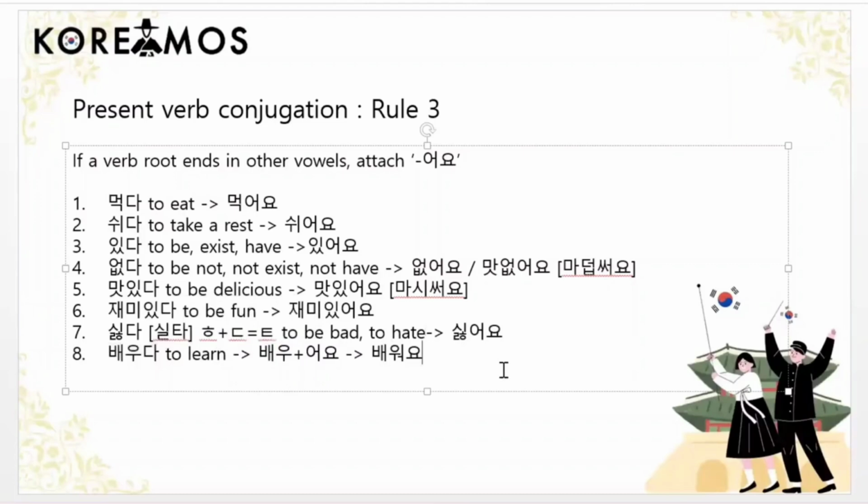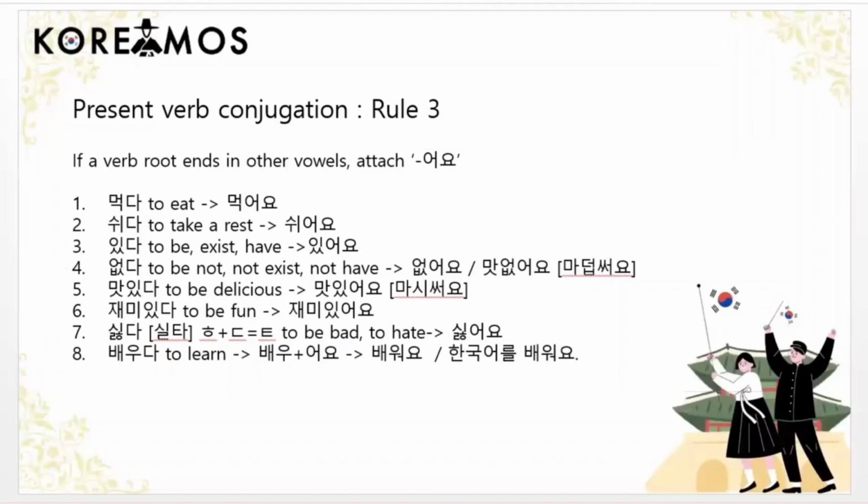배우다 is to learn. And 배우 is the verb root. In this case, we attach 어요, 배우어요. And 우어, we can make it short. So it's 배워요. It's I learn. For instance, if you want to say I learn Korean, 한국어를 배워요. Here 를 is the object marker. So we will learn the object marker soon. 한국어를 배워요. 괜찮아요? 네.